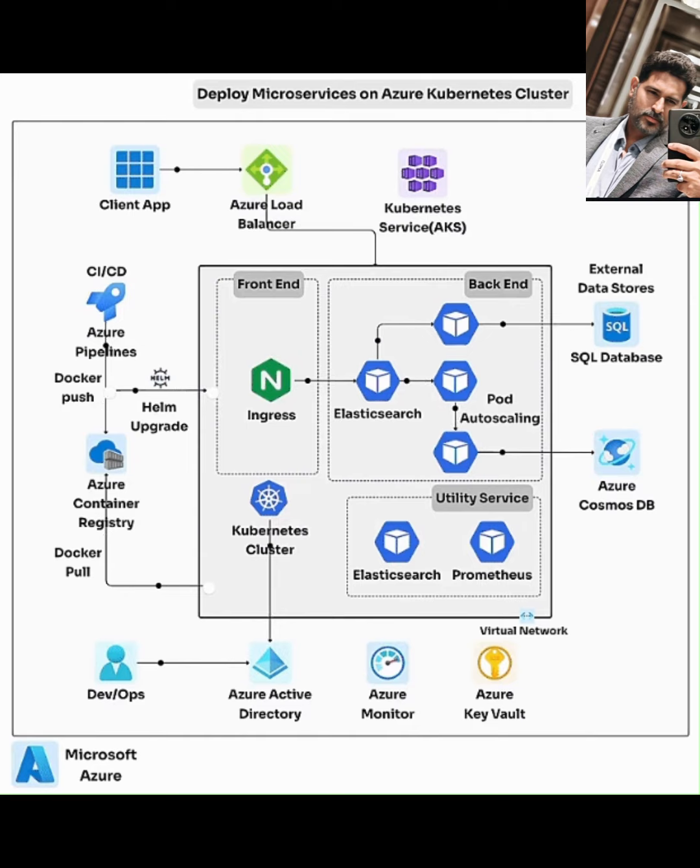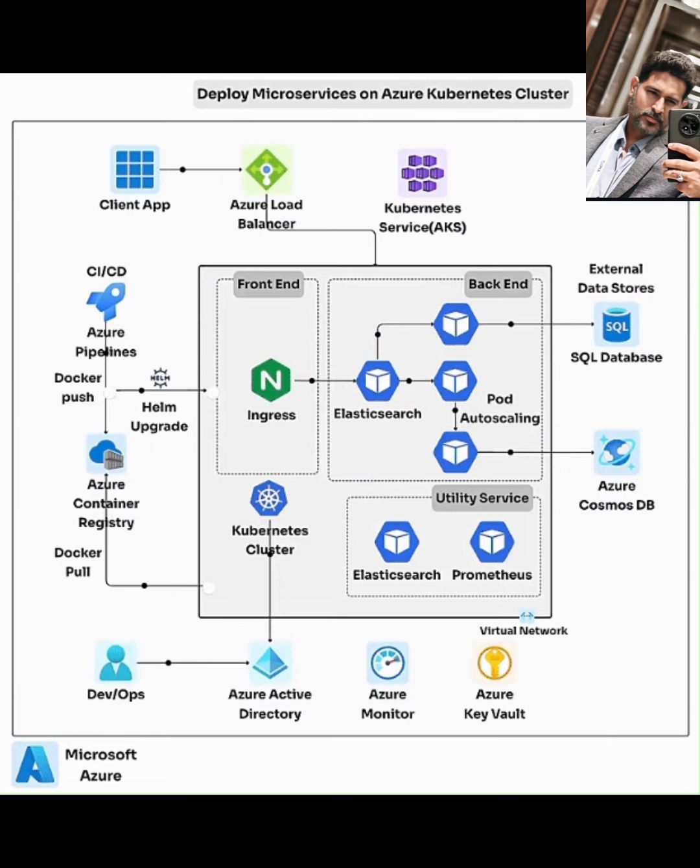Finally, at the bottom, I see various Azure services that support the entire deployment, often connected via a virtual network for security. Azure Active Directory is key for managing identities and access permissions. Azure Monitor is essential for keeping an eye on performance, collecting logs, and setting up alerts. Azure Key Vault is used for securely storing sensitive information like database connection strings or API keys, which our microservices might need.